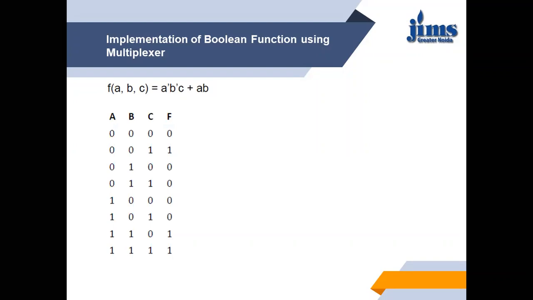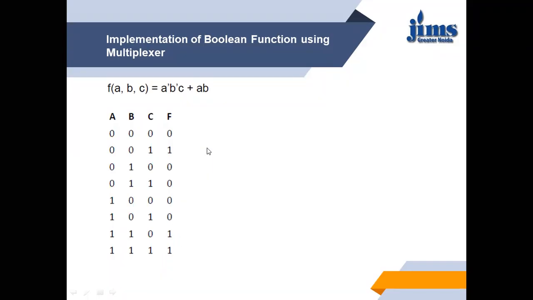So I have converted it into canonical form. Then I have put the result in a truth table. So here is A'B'C, and AB is divided. When I expand AB, it will be ABC' plus ABC. So ABC' is minterm 6 and ABC is 7. So we have 3 ones here.